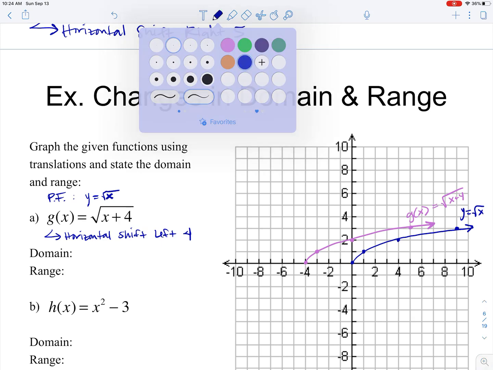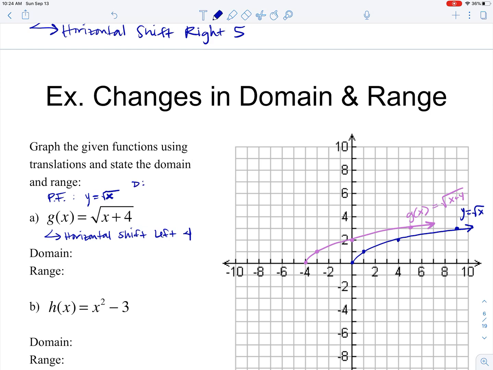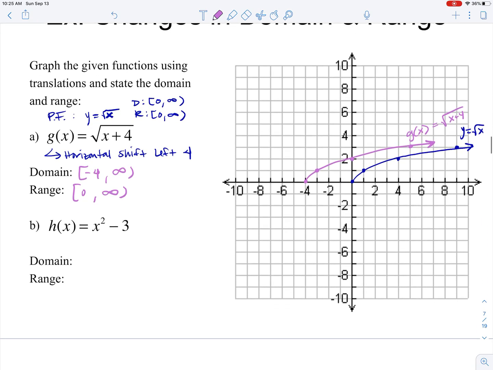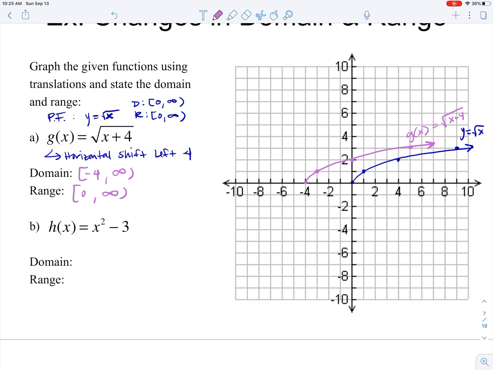So let's look at the domain and range. The domain of the square root of x is from 0 to infinity. And the range is also from 0 to infinity. The domain of g of x, just looking at the graph, is actually from negative 4 to infinity, and the range would be from 0 to infinity. So the range stayed the same with this horizontal shift, but the domain ends up being shifted to the left 4 units, so that it's negative 4 to infinity.